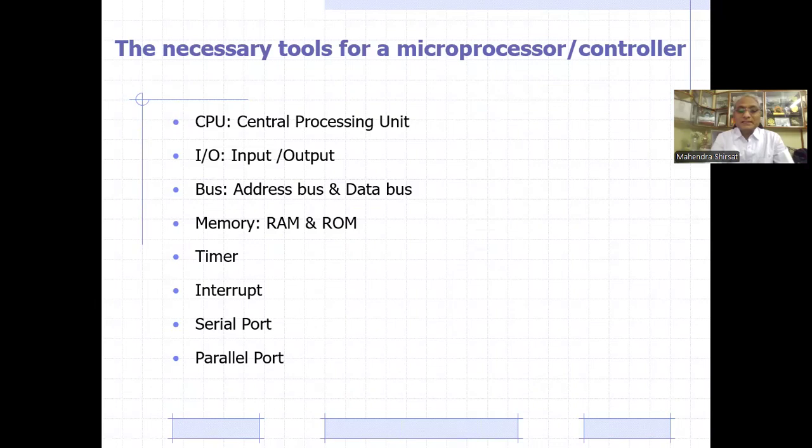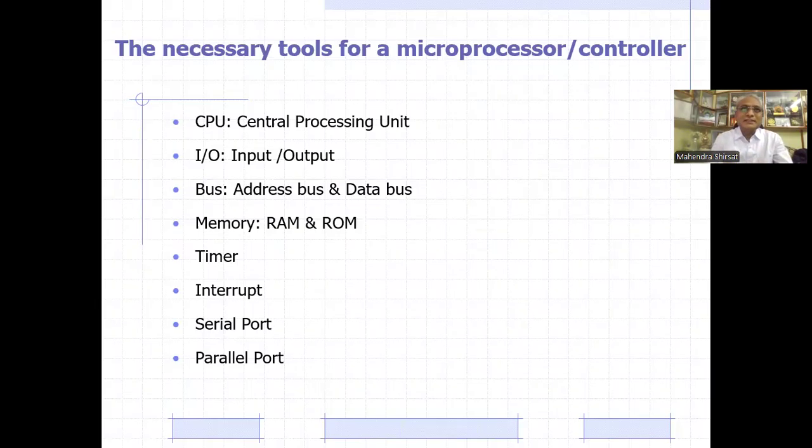Now we have a memory, because RAM and ROM are an integral part of any microprocessor as well as microcontroller. The only difference is that in case of a microprocessor, we have ROM and RAM outside the processor, whereas in case of a microcontroller, we have ROM and RAM integrated on the same chip. This is one thing, truly speaking.